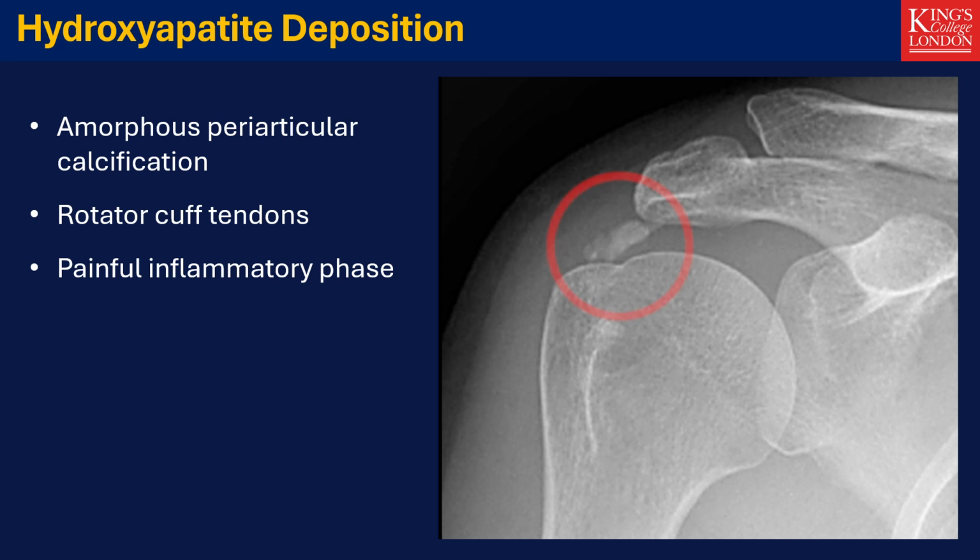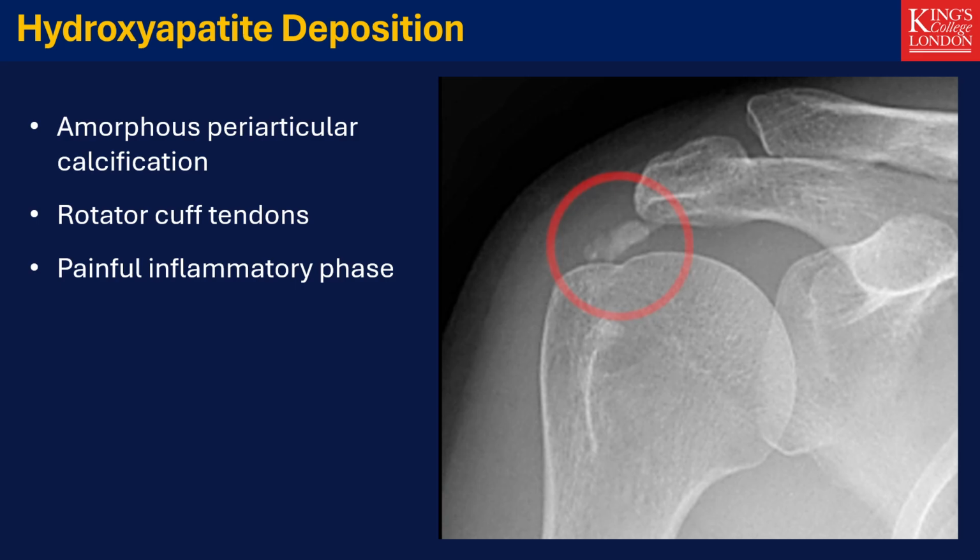Hydroxyapatite deposition disease produces dense amorphous cloud-like calcification within the rotator cuff tendons, most commonly the supraspinatus tendon near its insertion to the greater tuberosity of the humerus. Unlike CPPD crystal deposition disease, this finding is not linear, intracartilaginous calcification.